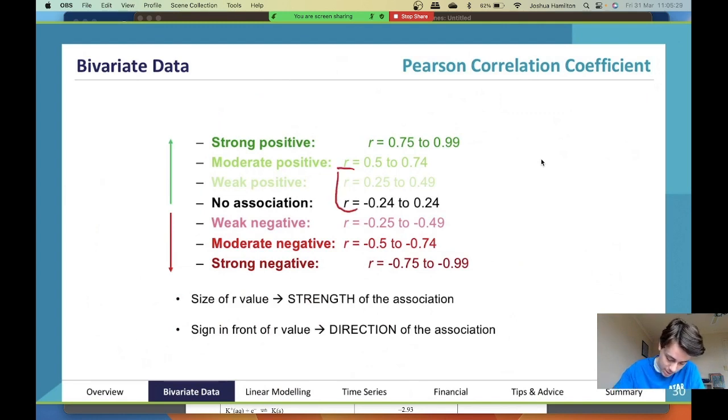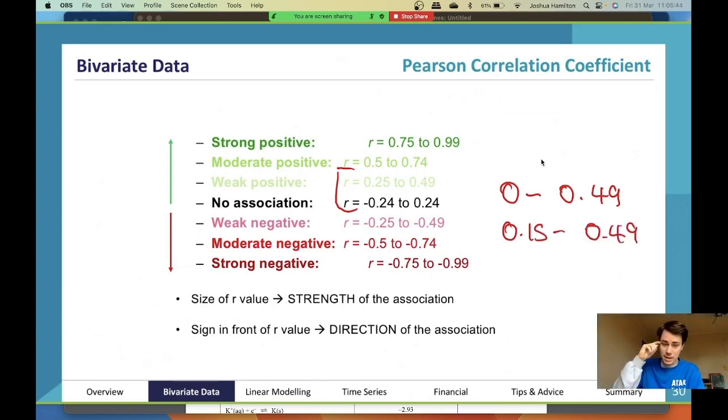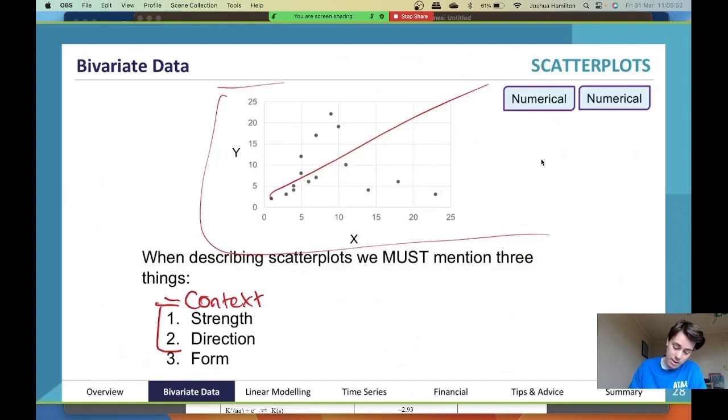It would fall somewhere between, I'm going to say 0 to 0.49. It's probably falling somewhere more between like 0.15 to, you know, 0.49. But I would say it's somewhere in that weak to no association range. But if it was weak, it would be a weak positive because it's definitely sort of that way rather than that way. So it's important that you can decipher that by looking at it. You're never going to answer a question based off it, but it gives you a sense of, all right, I'm going to assume my R value needs to be somewhere around there.